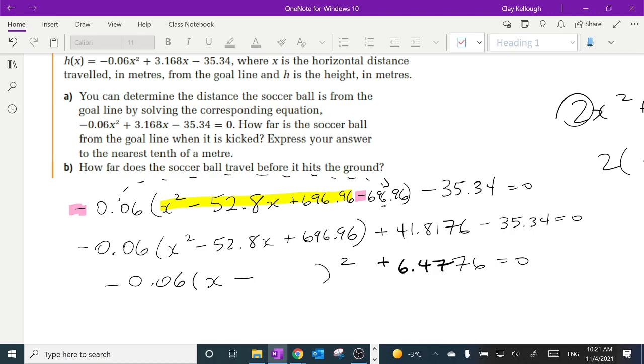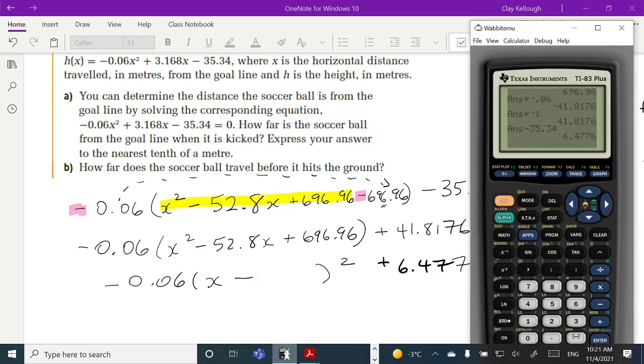So I'm now going to have to go to my calculator and go to that 696.96. Oh, wait a minute, I want to square root it. Square root. 696.96 square rooted is 26.4.